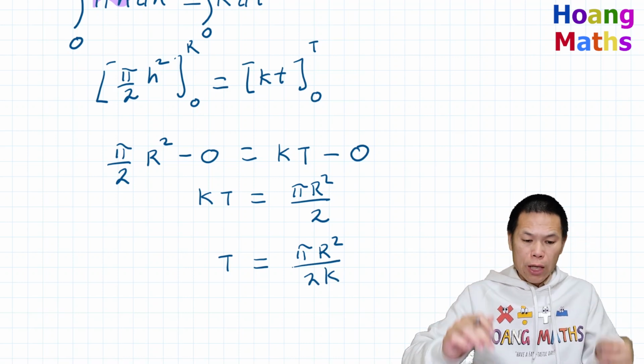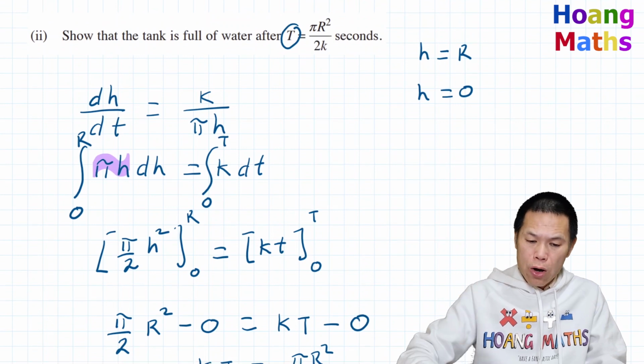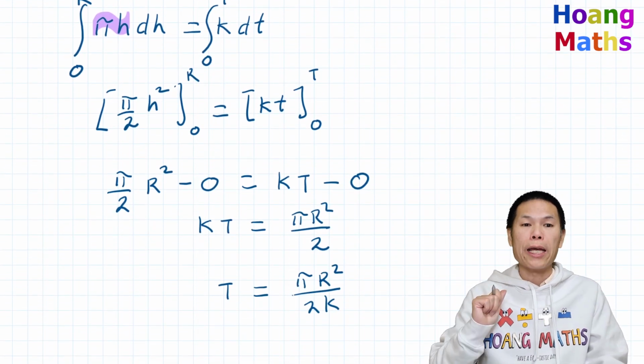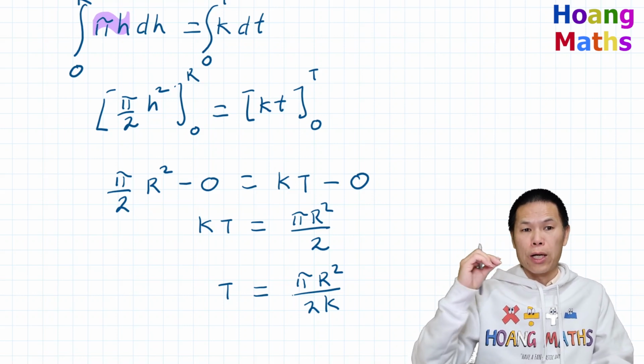So there you go. Let's check. Yep, pi r squared over 2k is the time. So that is the time when the tank is full. Okay, keep that in mind.